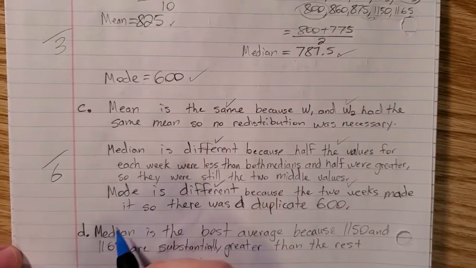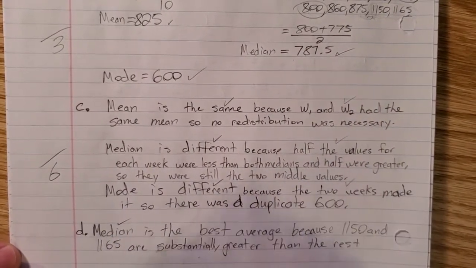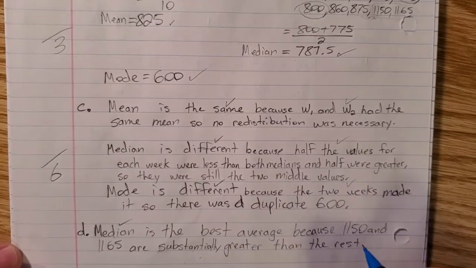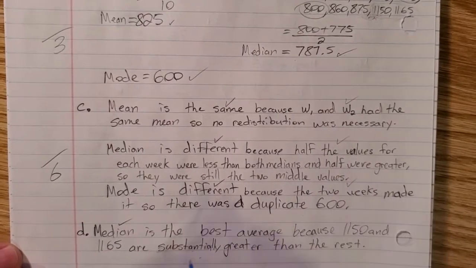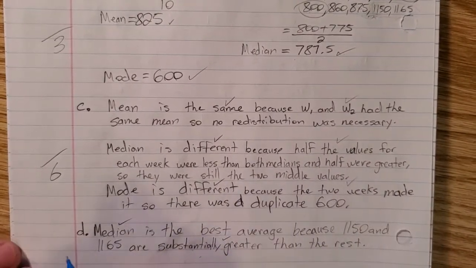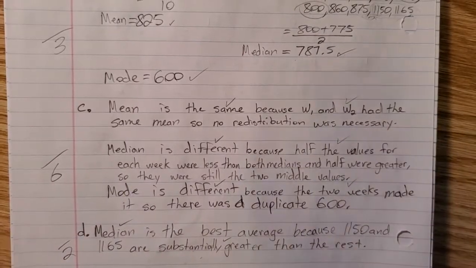And part D, the median, that's 1 mark, and saying because of outliers or substantially greater. Okay, saying outlier, something like that. So that's out of 2 marks for part D.